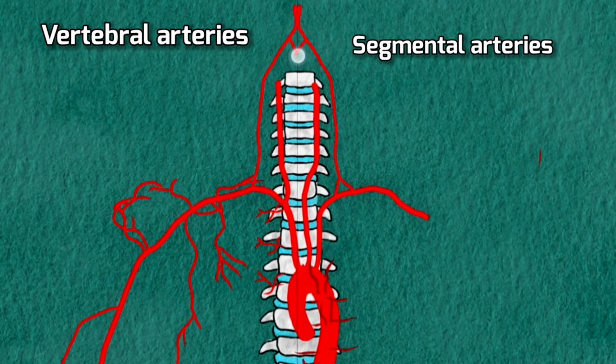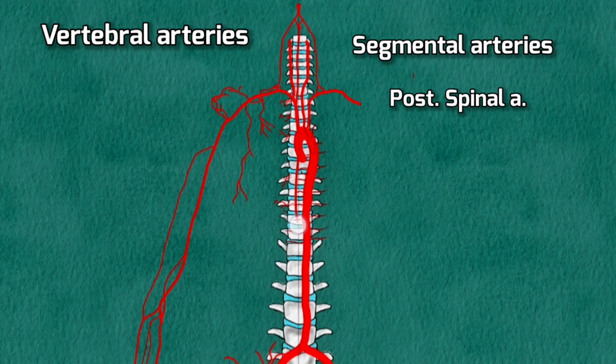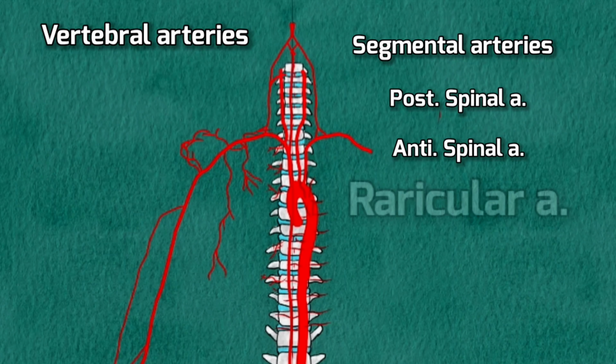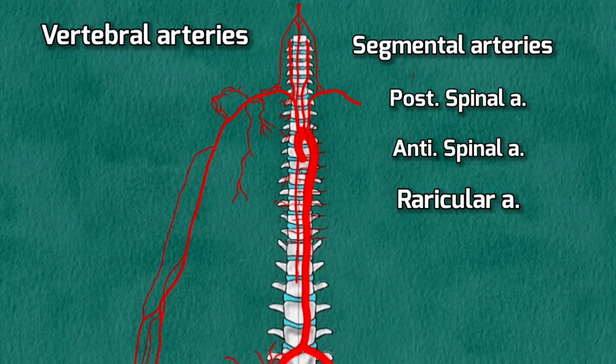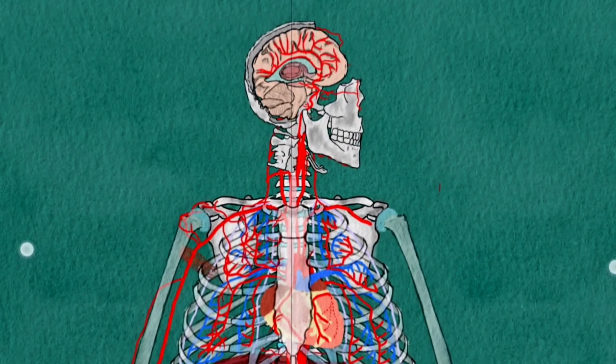The segmental arteries are branches of the subclavian, aortic, and lumbar arteries that provide blood to the spinal cord from the cervical to the sacral regions. The posterior spinal arteries, the anterior spinal arteries, and the radicular arteries all are involved in the blood supply of the spinal cord and the vertebral column.